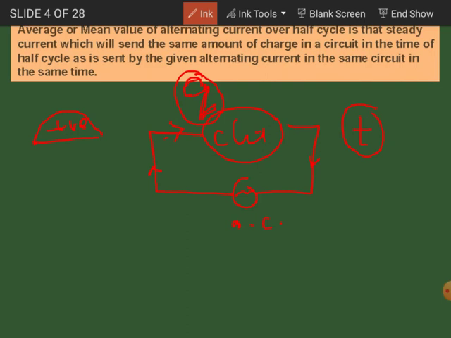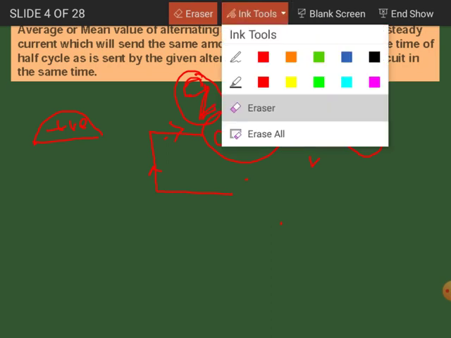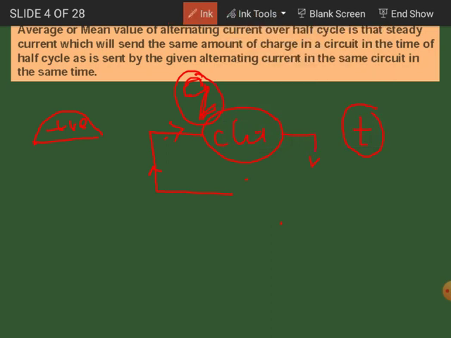Now we will have to define the mean or average value of AC as what? As that steady current which will send the same amount of charge when this AC is replaced by DC. When this is replaced by DC, then this circuit will be just like that, as shown in the cell like this.